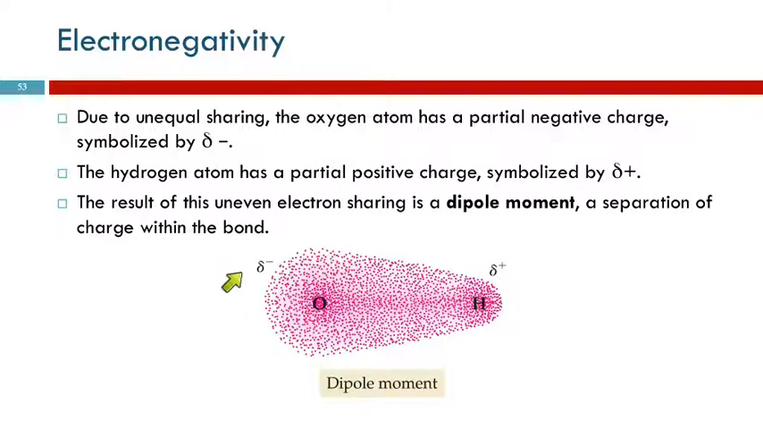We can symbolize that with this lowercase Greek delta. It looks like a lowercase d with a posture problem. Delta minus means a partial negative charge. These aren't ions. It's not that the electrons were transferred, but they're just not shared equally.